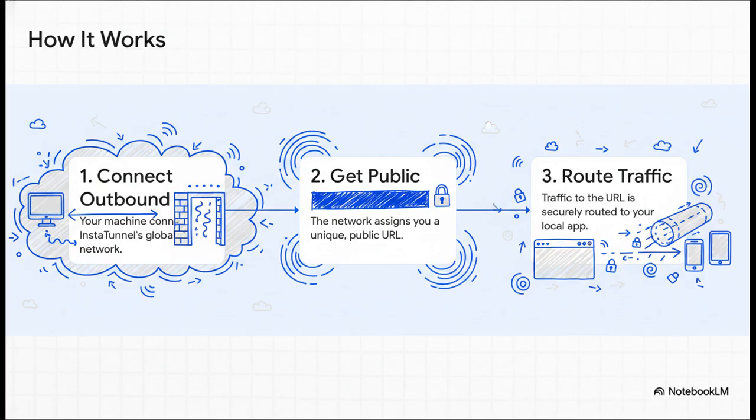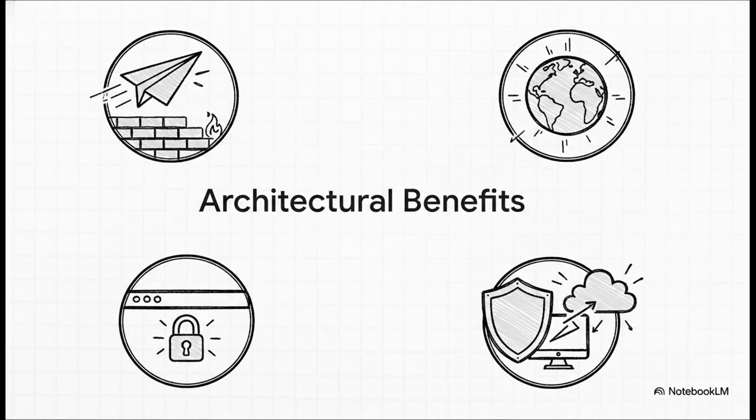Simple as that. And this architecture just erases some major headaches. Because that connection is outbound, you don't have to mess with your router or try to get around your company's firewall. The fact that it's a global network means latency stays low for anyone you share the link with, no matter where they are. And you get automatic HTTPS, which means no more of those awkward browser security warnings when you're trying to show something to a client.